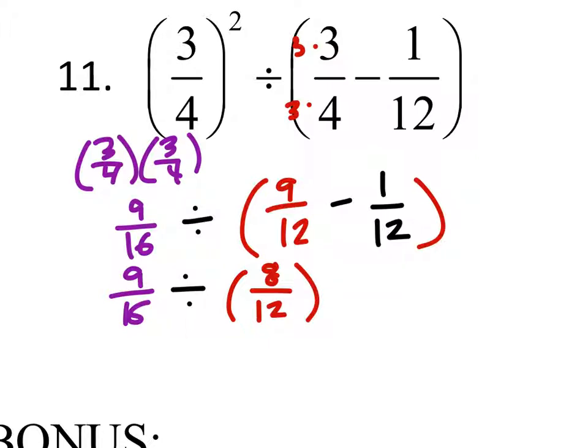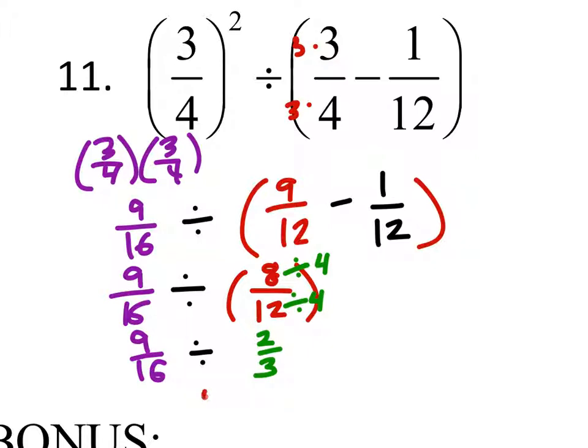And the 8/12 can be simplified. Not sure if it's necessary yet. Yeah. Let's simplify the 8/12. The 8 is divisible by 4, and so is the 12. So I'm going to reduce this to 2/3. That should make this a little bit easier. 9/16 divided by 2/3.